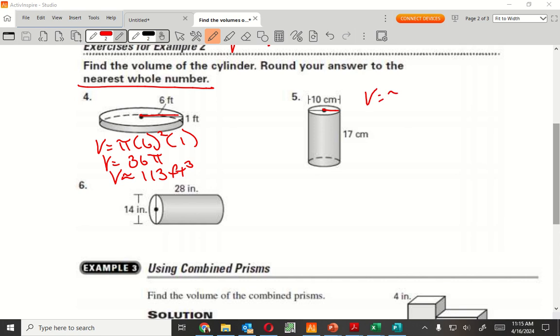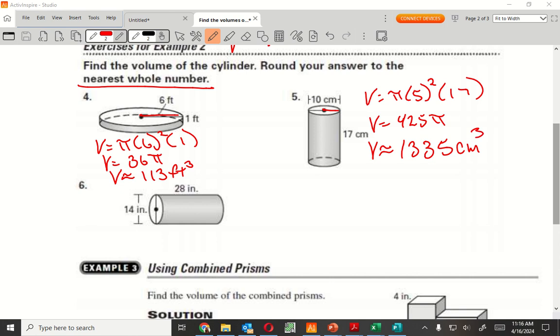So volume is pi times 5 squared times 17. So let me see, 25 times 17 is going to be 425 pi. And so volume is going to be about 1335.2. So that means that 2 just drops off, right? Yes. Okay, since I'm rounding to a whole number, and this is going to be centimeters cubed. Good job.